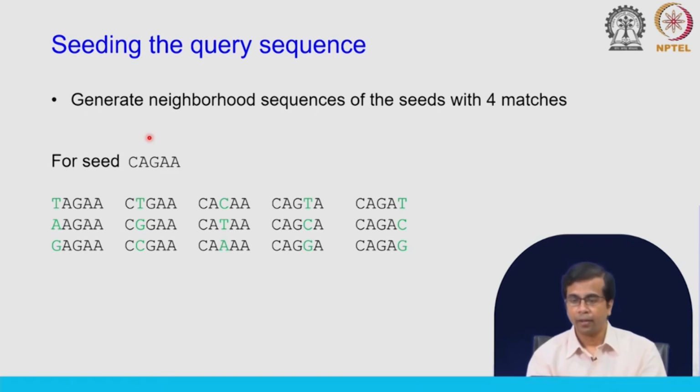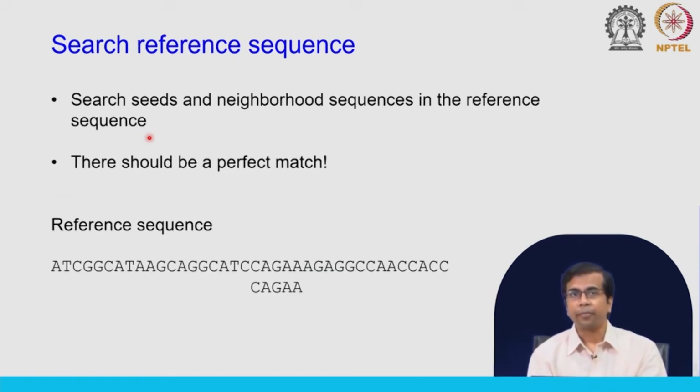In the next step we then search these seeds and the neighbor sequences in the reference sequence. Since we are considering all the variations, there should be a perfect match. Again, if you slide across this reference sequence, you will see at this position you have this match. Now, you might ask, how is it different from the earlier brute force approach?